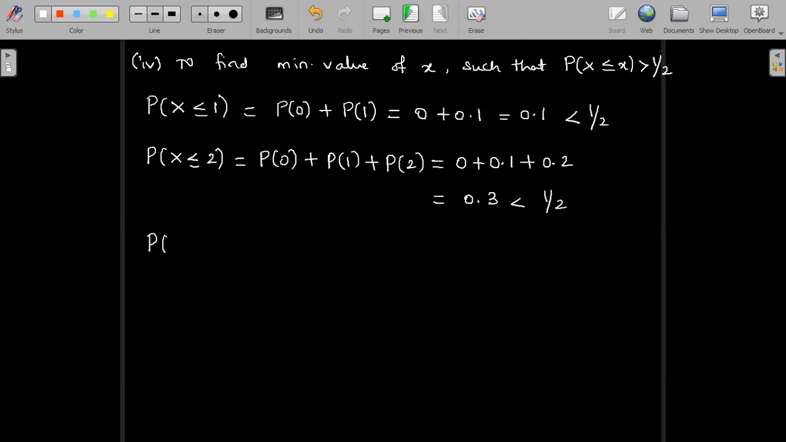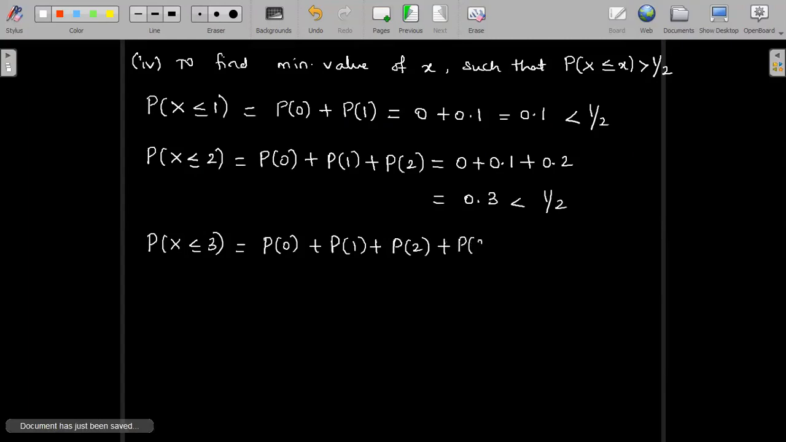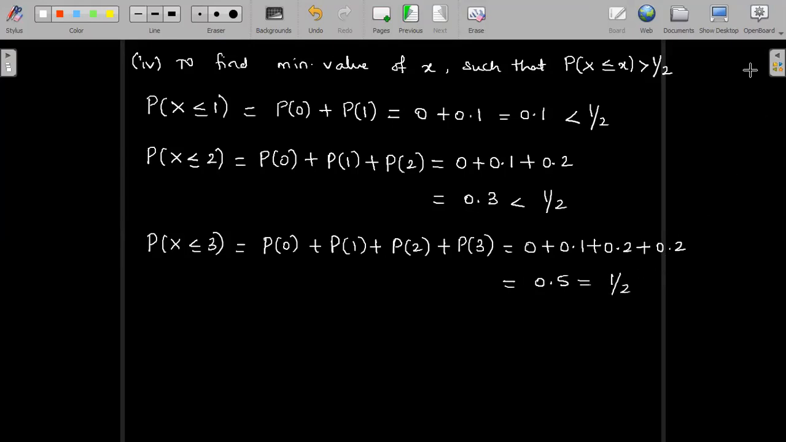So we will move ahead with probability of X less than or equal to 3, which is p of 0, 1, 2, and then probability of 3. So this gives us 0, 0.1, 0.2, and again 0.2, which is exactly equal to 0.5, right? Of course, I am not able to compare with half now. This is exactly equal to half only, but my condition is to satisfy greater than half. So greater than half means the next value might help us.